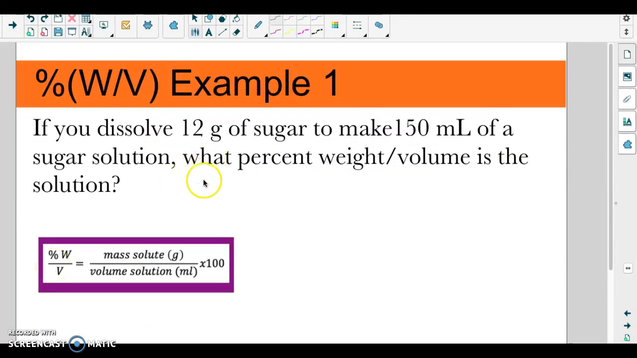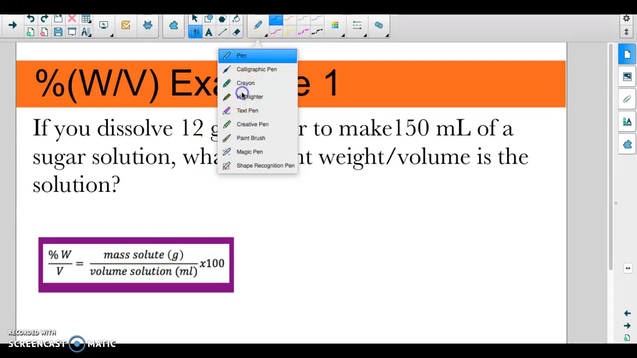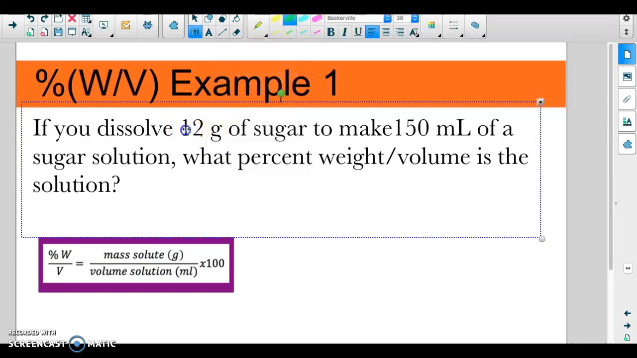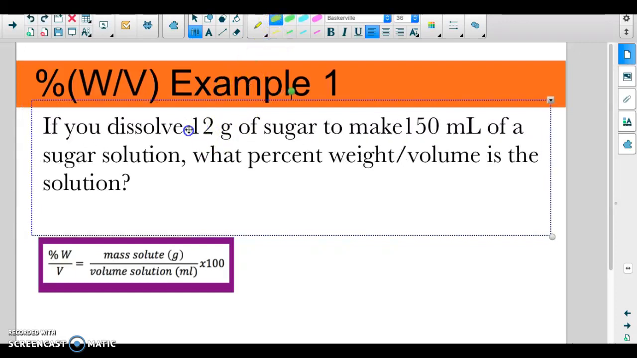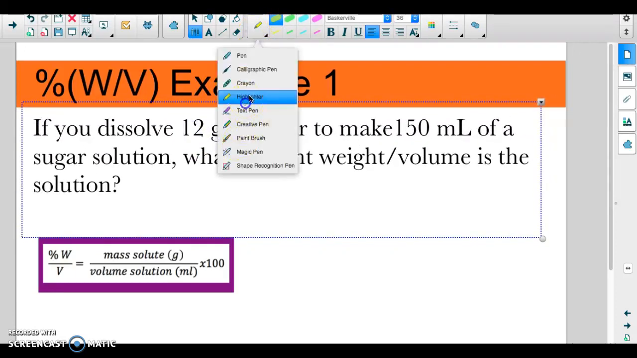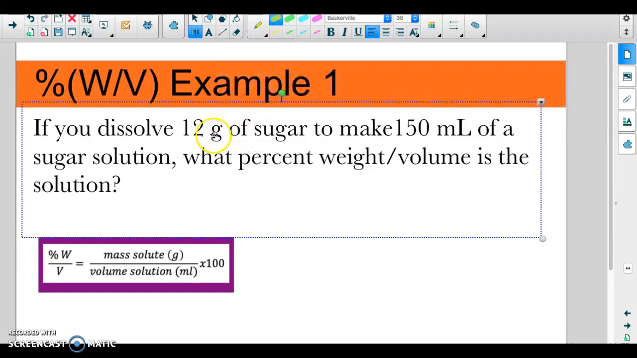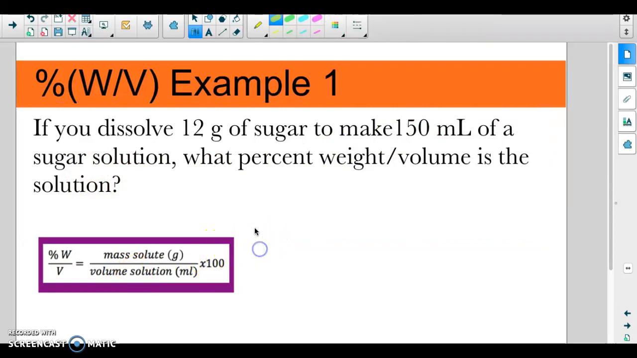So here's one example of a pretty straightforward problem with this equation. When you read the question, it's really important that you know what you're looking at and which equation you're going to use, because eventually it can get a little confusing. When I read this question, I can see that I have 12 grams of sugar. That's my solute, so that's going to go right here. And then I'm going to make 150 milliliters of a solution, so that'll be my volume down here. And then I'm just going to plug it in, multiply by 100.